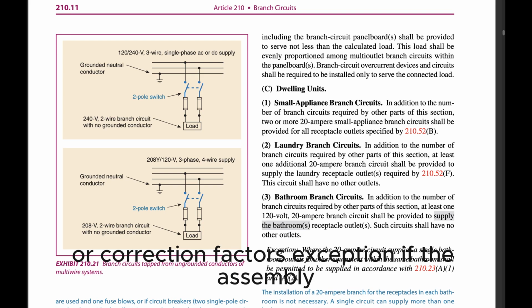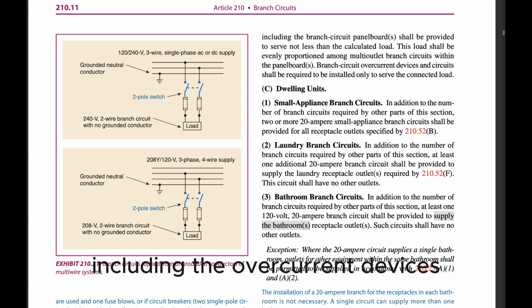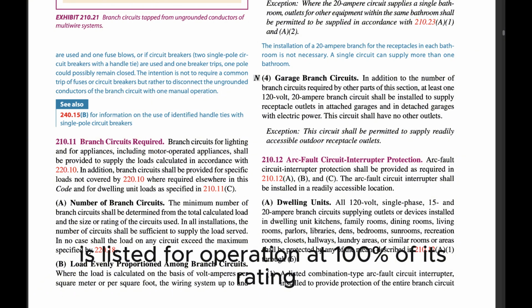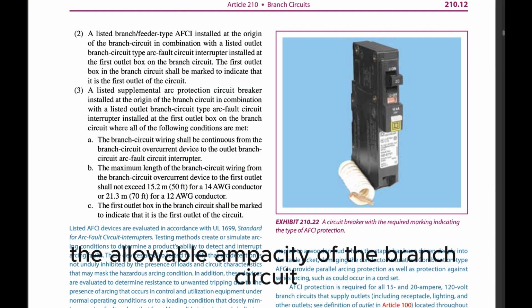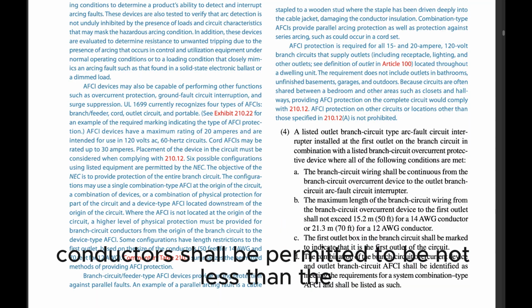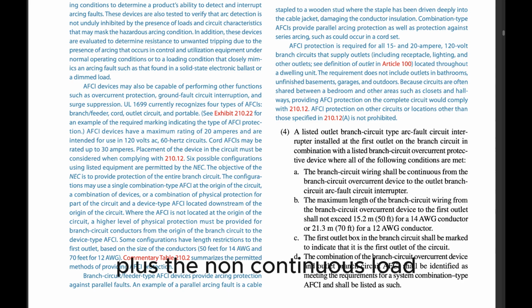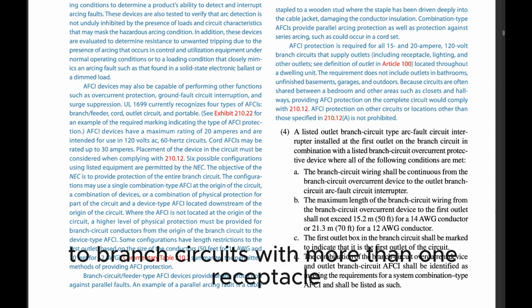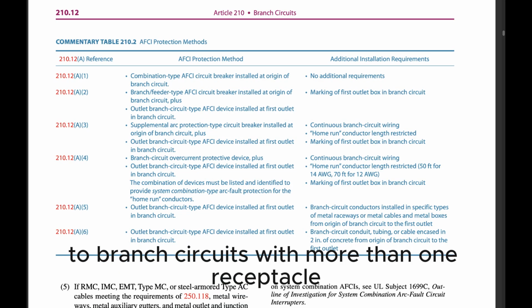Exception: if the assembly, including the overcurrent devices protecting the branch circuit(s), is listed for operation at 100% of its rating, the allowable ampacity of the branch circuit conductors shall be permitted to be not less than the sum of the continuous load plus the non-continuous load.